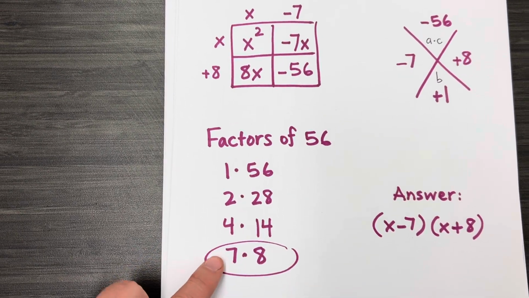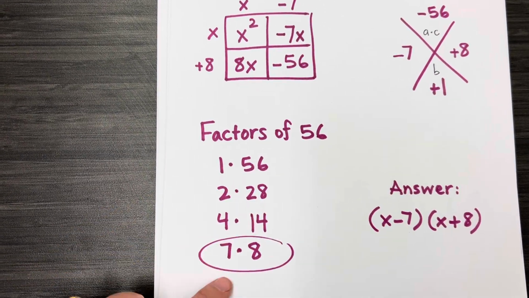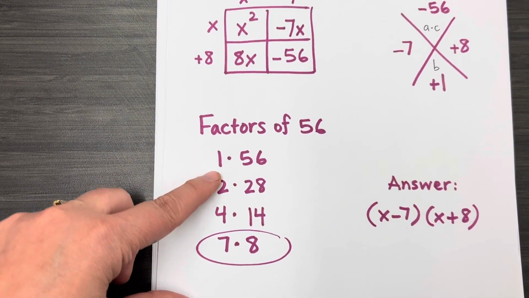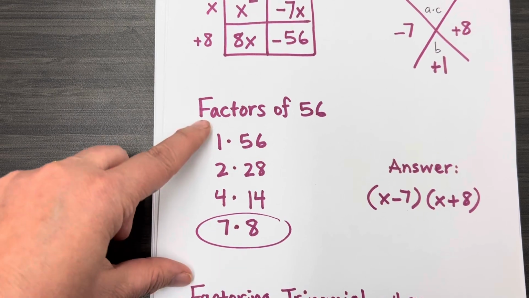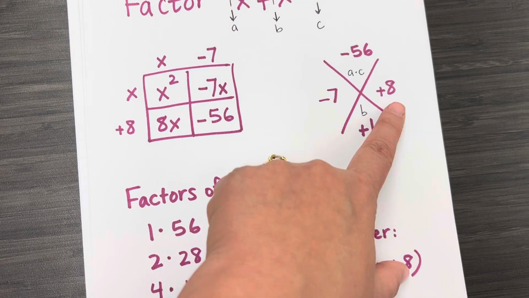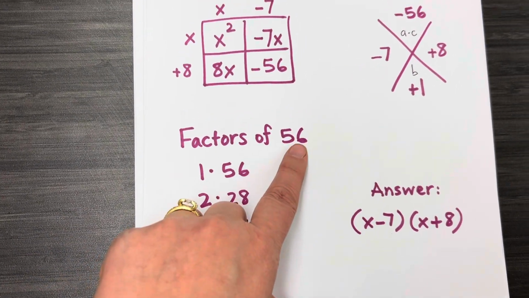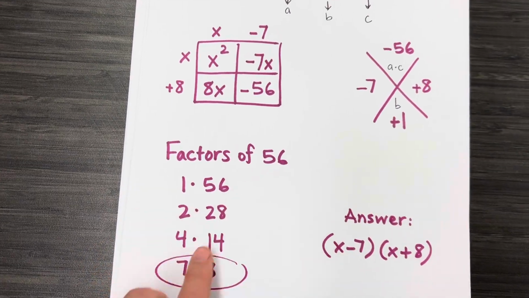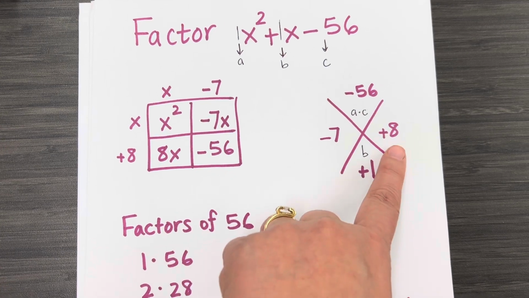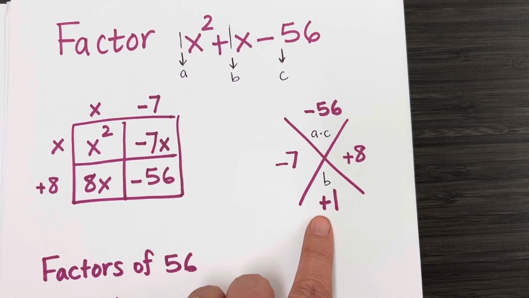6 doesn't go into 56. 7 does. 7 times 8 is 56. These are all of the pairs that work for 56. Sometimes, depending on the number, you might have more pairs of numbers or fewer. So if you have a hard time finding these two, you definitely want to list all of the factors of that constant term. So I found the 7 and 8, but then I know it's going to have to be negative 7 and a positive 8 to multiply to negative 56, but then add to positive 1.